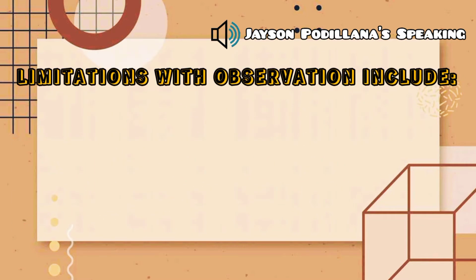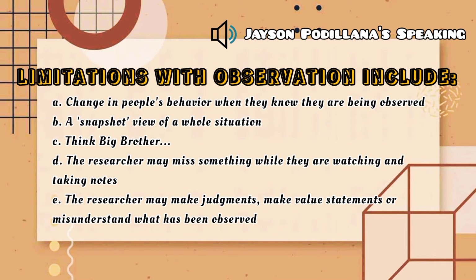Limitations with observation include: A. Change in people's behavior when they know they are being observed. B. A snapshot view of a whole situation. C. Think Big Brother. D. The researcher may miss something while they are watching and taking notes. E. The researcher may make judgments, make value statements, or misunderstand what has been observed.